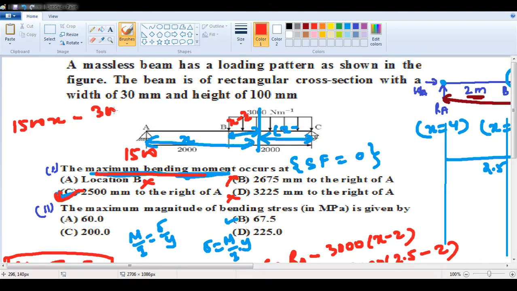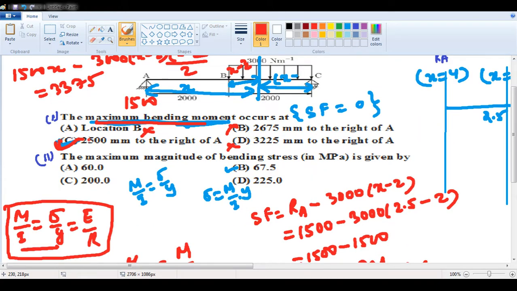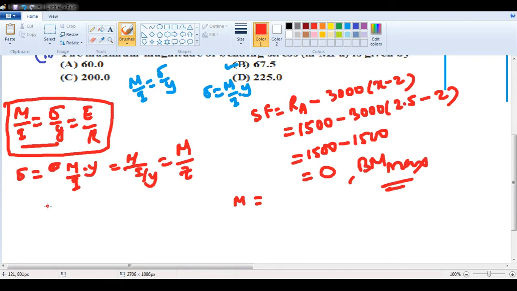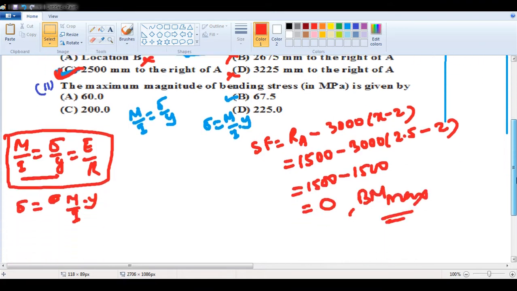Minus 3000, this is the force, into the centroidal axis distance. So when you put the value over here, at x equal to 2.5, you will get 3375. So this is as simple as that, right? Anyway, I won't make it complex. Let me erase this part. So M value, how much we got? We got 3375.